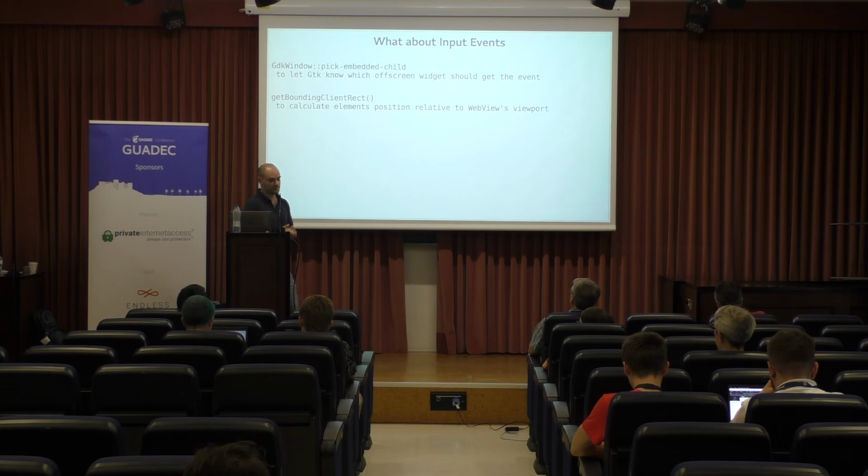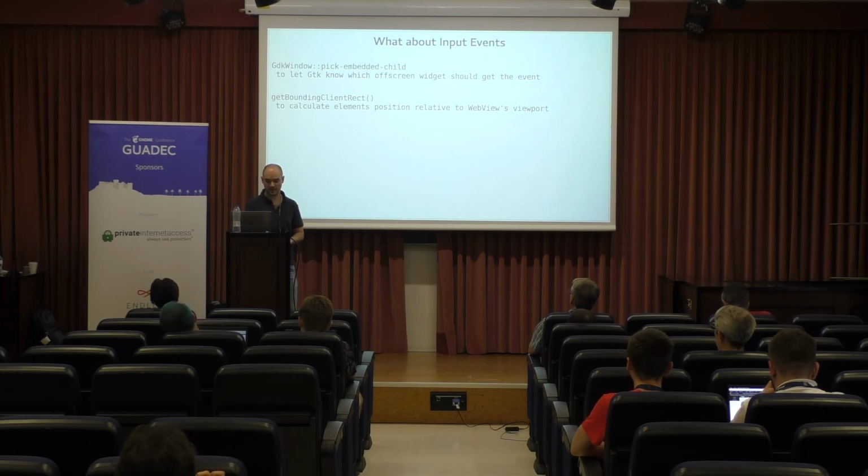So to know which widget I should send the event to, what I really need to know is the position relative to the web view viewport, and that's calculated using JavaScript. There's really no good way to do it in a performant way. So what you have to do is call this function, getBoundingClientRect, which basically calculates the position of the element by going up the hierarchy of the DOM tree.